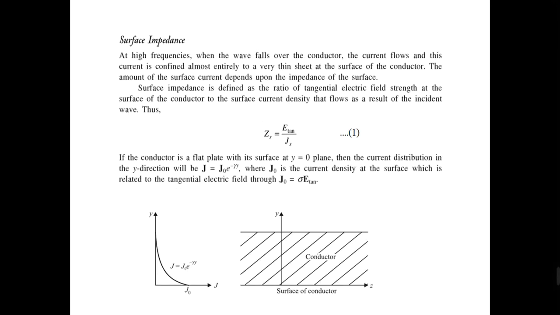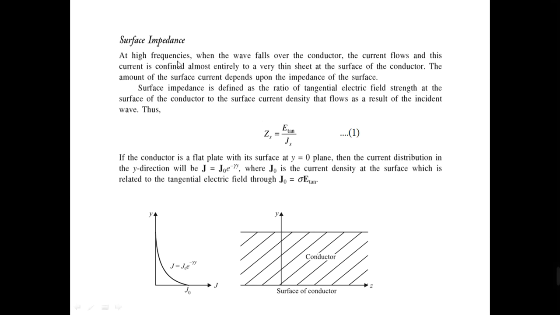Now let us discuss another important parameter, surface impedance. As I told you, when the wave is incident onto the surface of the conductor, no wave will penetrate into a perfect conductor. Only the flow of current is confined to the surface of the conductor. So then what is the surface impedance of a conductor? Let us see here.